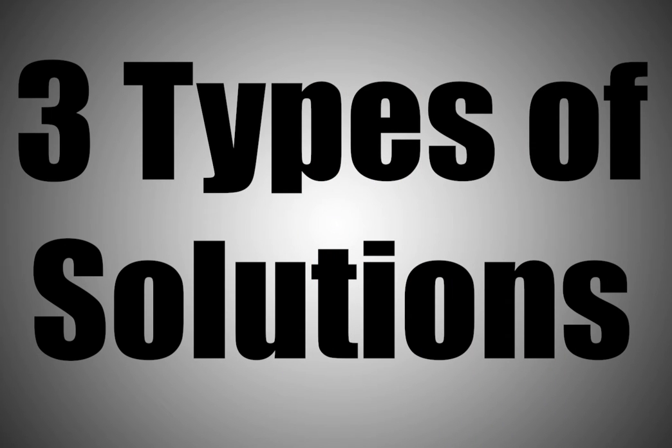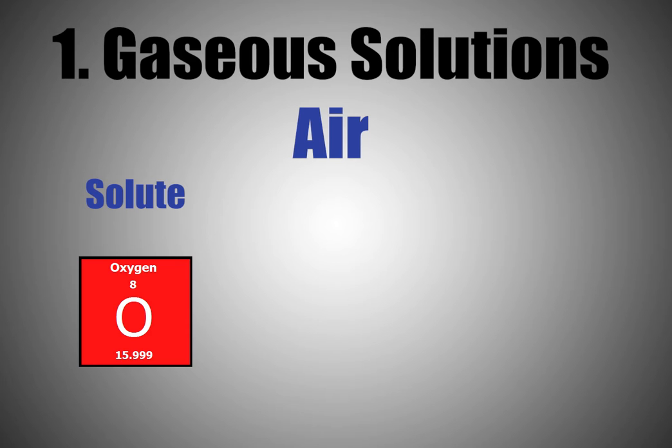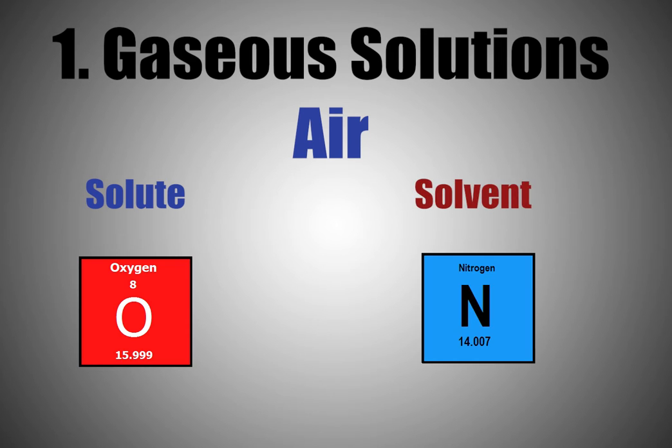So there are three types of solutions. The first one is the gaseous solution. An example of this is air, where the solute is oxygen and the solvent is nitrogen. This is because in air, oxygen is dissolved in nitrogen. Also, to determine what your solute or solvent can be, it is a known fact that the substance that is more abundant is automatically the solvent. And since the air we breathe is 78% nitrogen and 21% oxygen, our solvent will be nitrogen and oxygen is the solute.